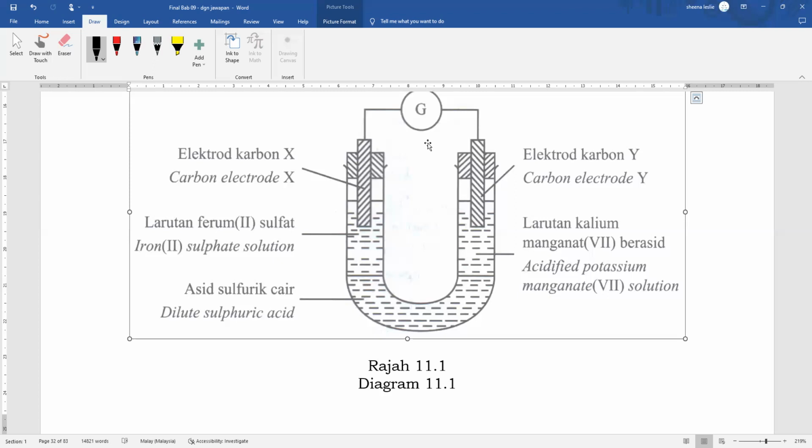plus 1e minus. Correct. Okay. Now, why I asked you to do it both, class, write down for me the whole ionic equation for this whole experiment. That means you take the 2 equations, you cancel off the electrons, and then write down the whole thing back again for me.